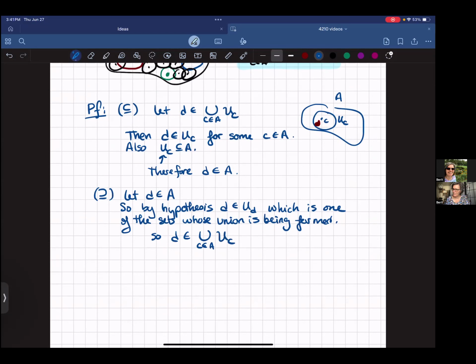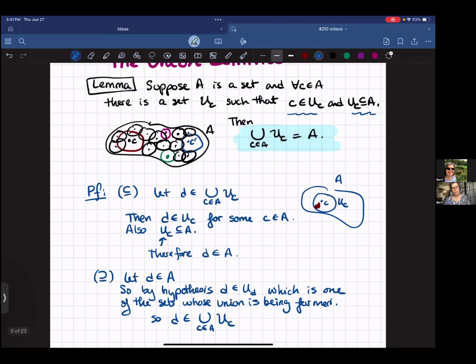So let's go back up to the picture and talk through what both of these parts mean in the picture. The first part was basically saying that when I union all of these sets, I stay inside of the set A. So intuitively, why would that be true? As I take the union of all of these sets, I never go outside of A. Why is that? Well, because of the hypothesis, which says that each one of them is contained in A. So the first part of the proof is basically saying, since they're all inside of A, then even after I union them together, it's still all inside of A, okay?